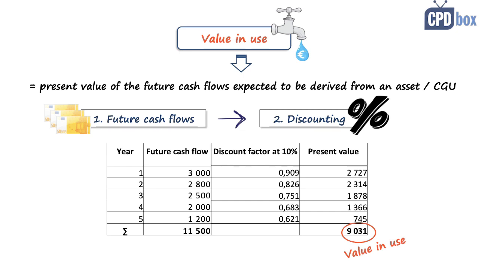That was very simply said, but there might be challenges in how to determine future cash flows and how to determine the appropriate rates, and IAS 36 gives you good guidance on that.